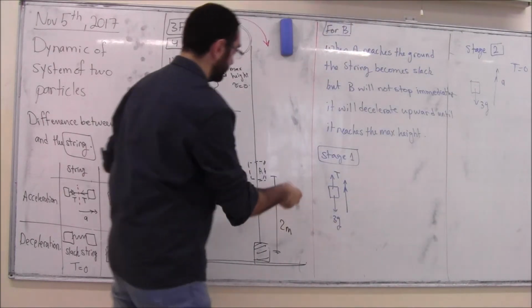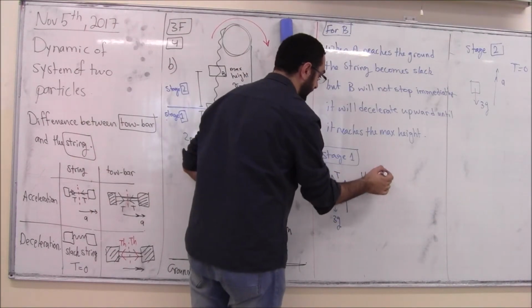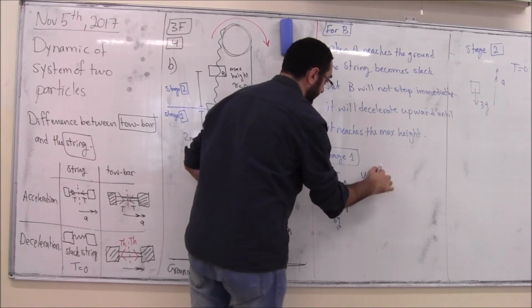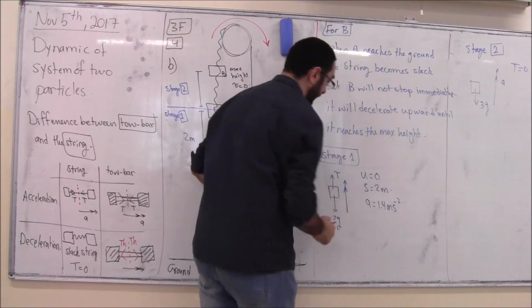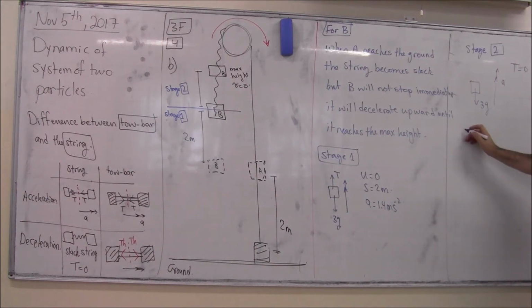What do we have here also? Information given: u is 0, displacement is 2 meters. Acceleration was found to be 1.4 meters per second squared, right? In stage 2, we have v is 0, we need s, and acceleration. This is the only thing. So what do I have to find? Acceleration. Again, F net, still upward, equals what? ma. Pay attention, please.